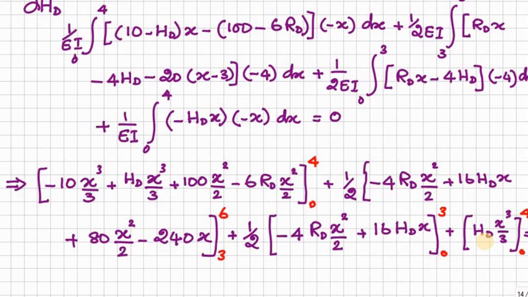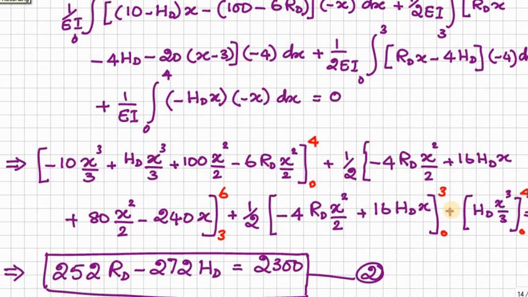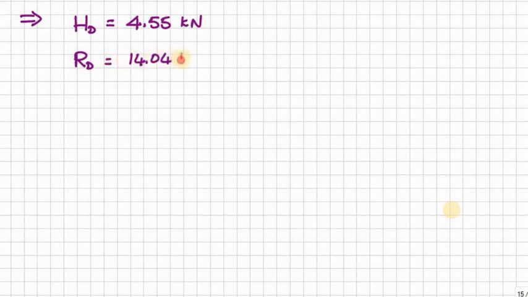Okay, dou U by dou HD is 0 and after integration we are getting these x values. So finally we get 252 RD minus 272 HD is equal to 2300. This is our second expression. From the first and second expressions we can solve the values for RD and HD. HD is equal to 4.55 kilonewton. RD is equal to 14.04 kilonewton.